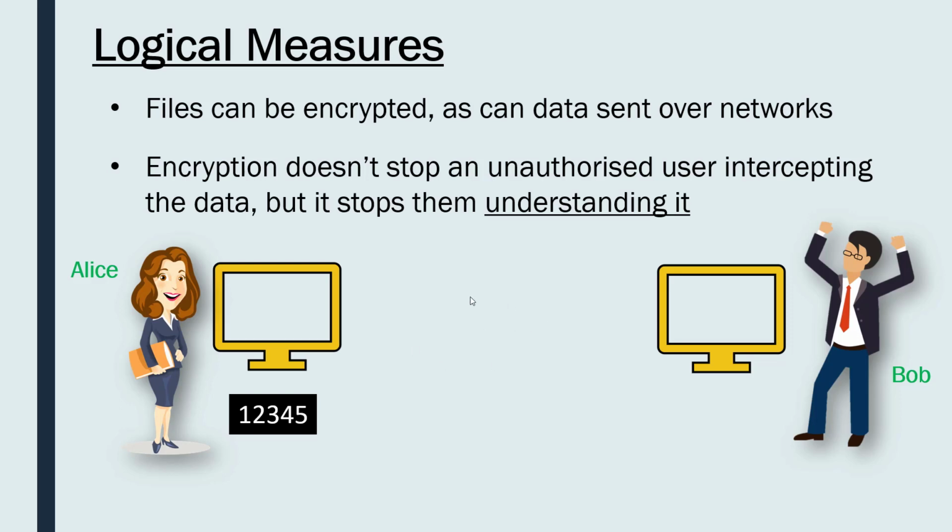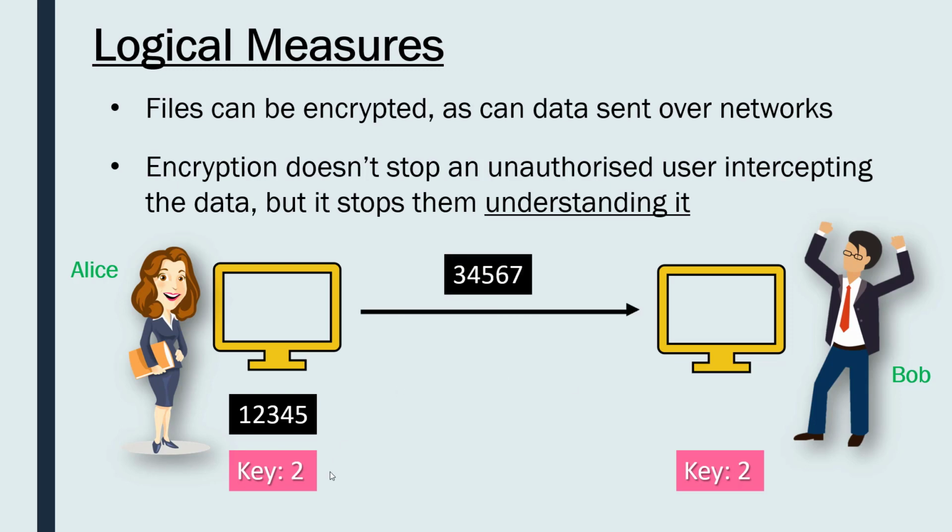So say Alice wants to encrypt this message, she might use a key of 2, and Bob needs to know the key as well, which can be an issue because the key needs to get sent to Bob securely, but he needs the key to be able to decrypt it. But Alice will then send the message, she'll apply the key.